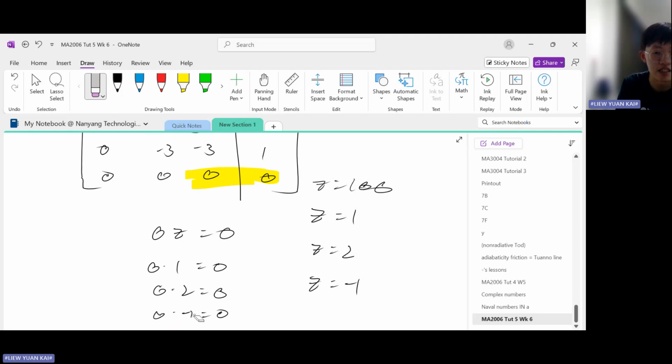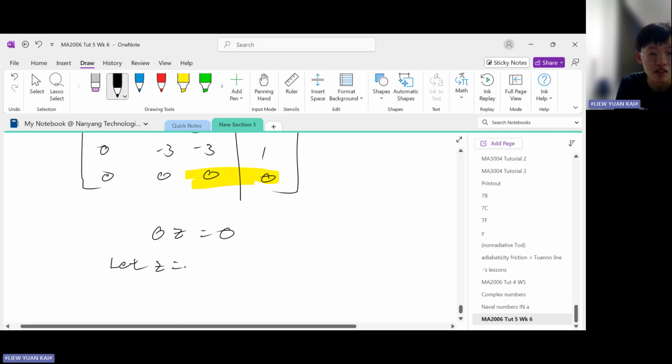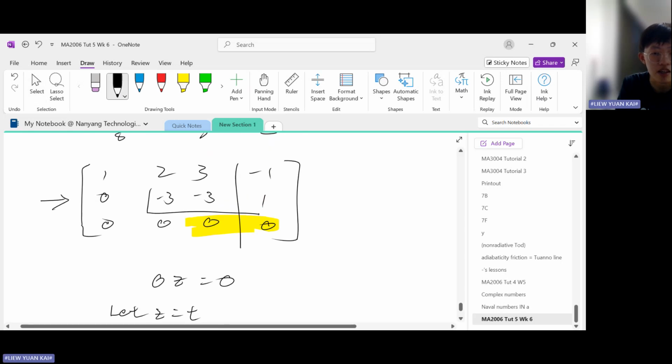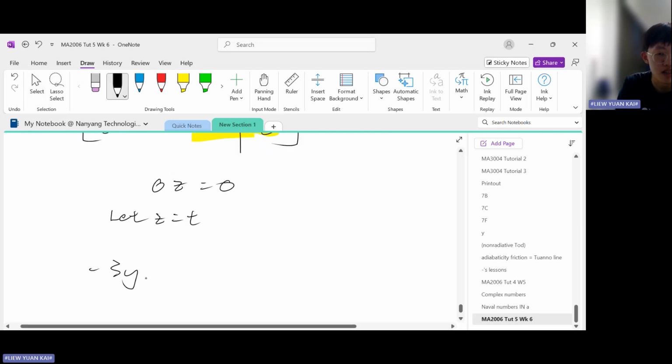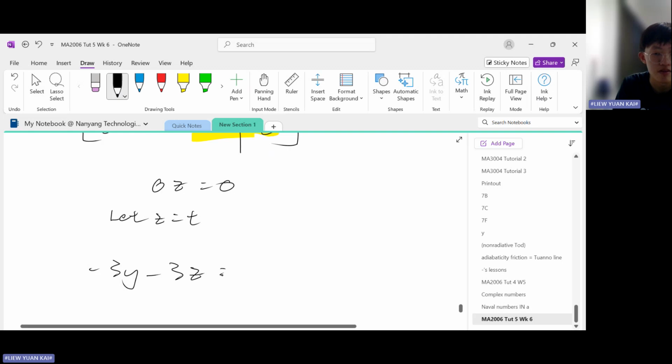So any value of z can satisfy this. So when you deal with a case like 0 equals 0, then you use a free parameter. So let z be equal to t. So t is what you call the free parameter. Now we move on to row 2 and try to solve for y. So row 2, you see, these are the coefficients, and this is a constant. Row 2 is saying minus 3y minus 3z is equal to positive 1.